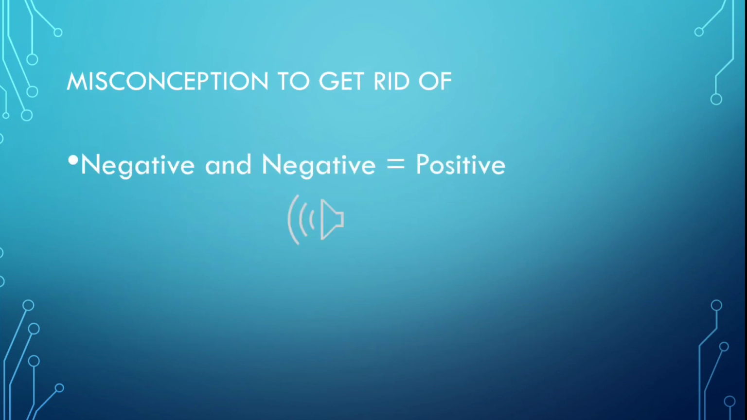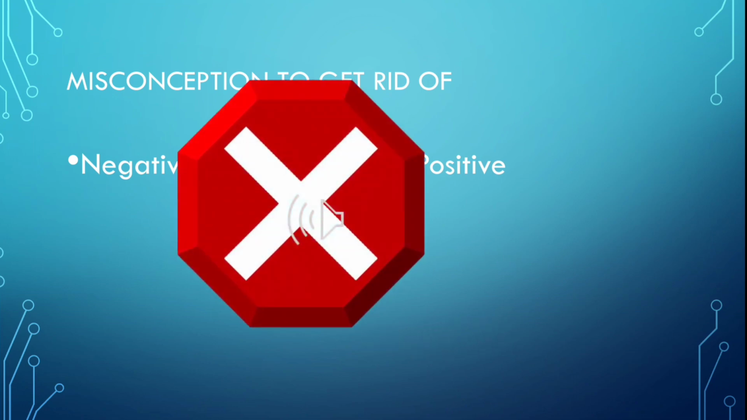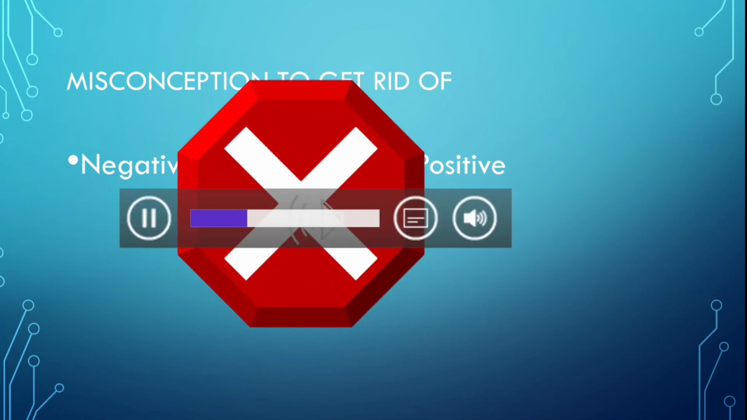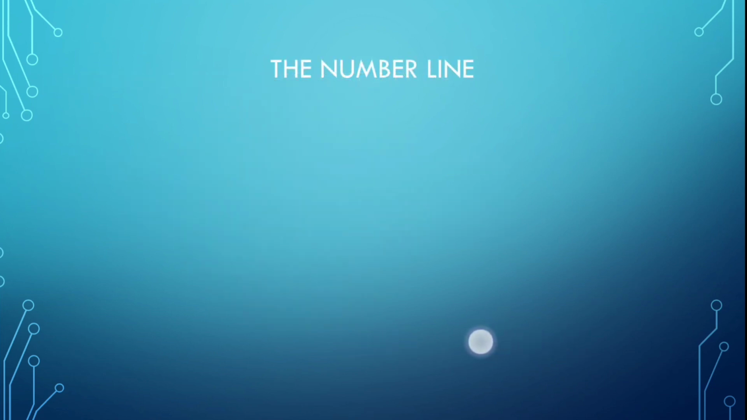Now, one misconception that we might need to get rid of as we go along is that negative and negative equal positive. We have to kill that, get rid of it, drop it out of the brains, so we can get a proper understanding. Persons who hold to that often make a lot of mistakes when it comes to doing operations with integers.